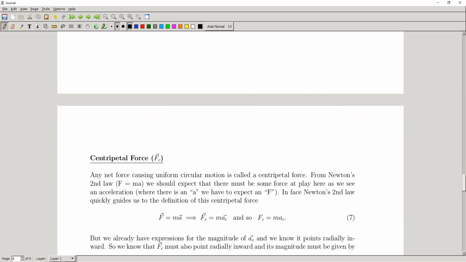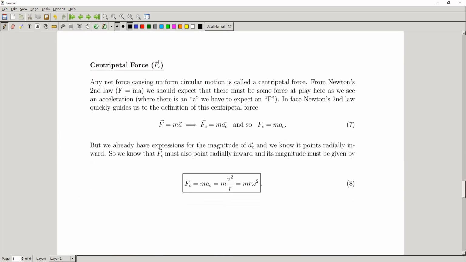Okay, so what do we have up next here? Well, anywhere that we see an acceleration, because of Newton's second law, F equals ma, we should expect that if there is an acceleration, we should see a force as well, right? So we're going to talk about the centripetal force here. Right away, we know that a_c points radially inward, and so F will also point radially inward.